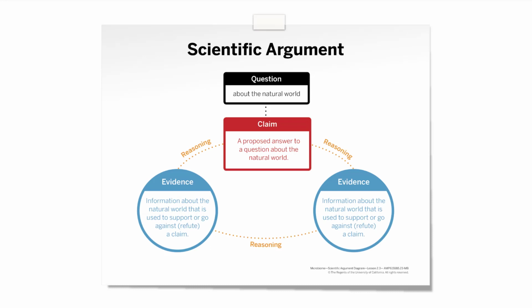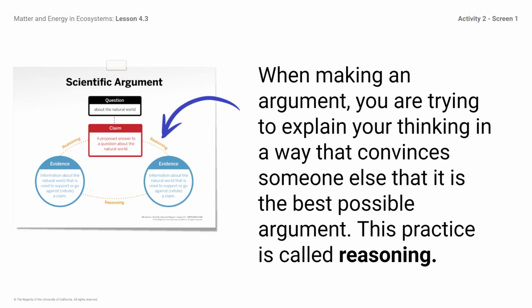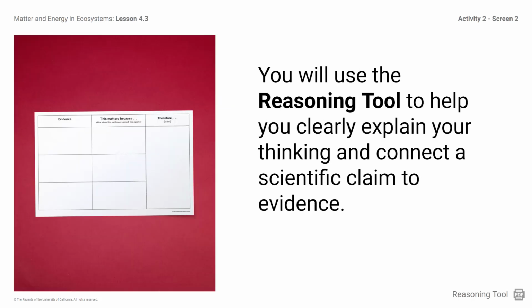Scientific argument. Convincing arguments include claims, evidence, and statements that make the reasoning process clear by showing how the evidence supports the claim. When making an argument, you are trying to explain your thinking in a way that convinces someone else that it is the best possible argument. This practice is called reasoning. Your argument for the farmers needs to include reasoning in order to help them understand this problem.